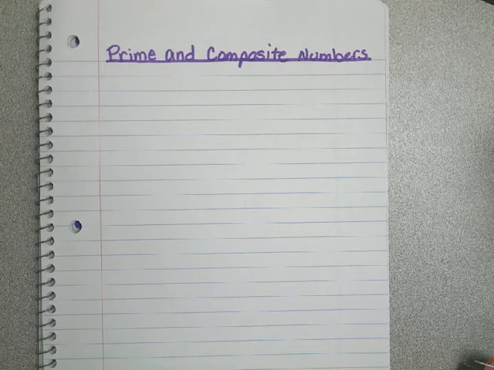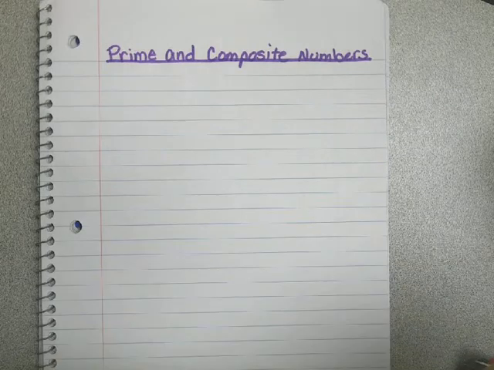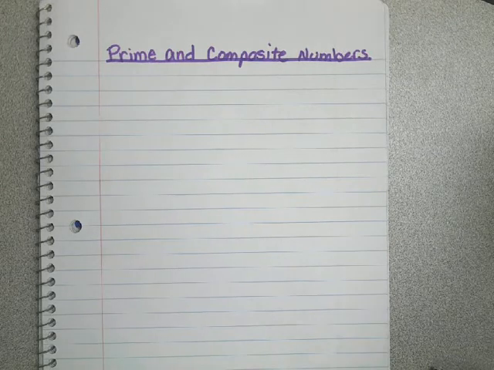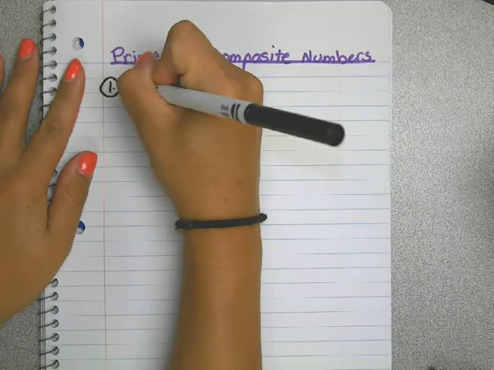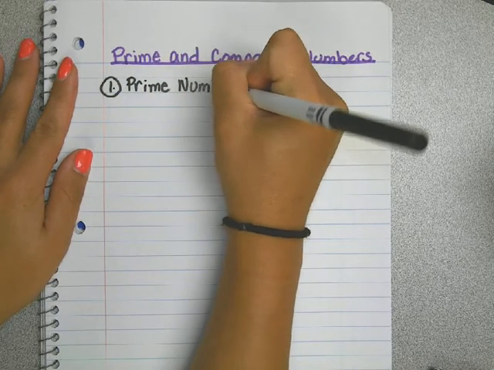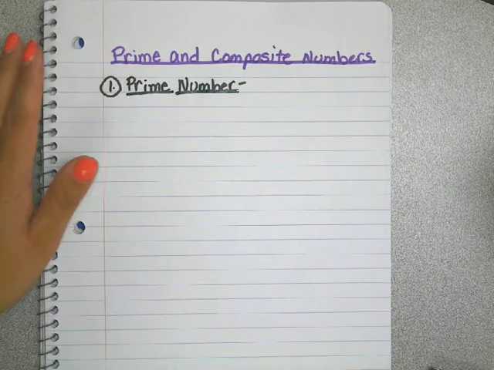Okay, so everybody should be opened up to their next blank page. And you can title it Prime and Composite Numbers. Okay, girls, quiet please. Alright, so number 1 is prime number.